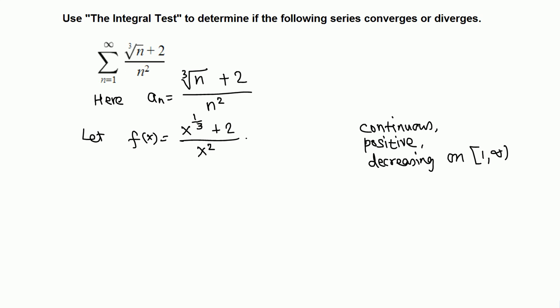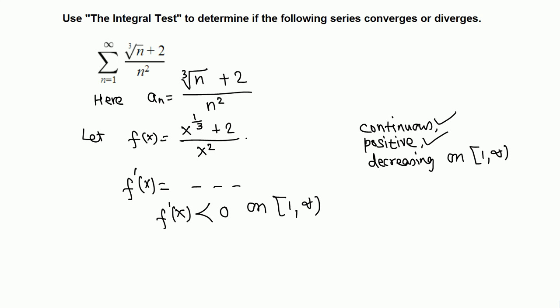Continuous. The power function x raised to 1/3 is always continuous, plus 2 always continuous, and divided by x squared continuous, so the ratio is also continuous, so no question about that. Positive, for x positive, because we are working on 1 through infinity, so when x is positive, its cube root is also positive, plus 2 positive, square positive, so the whole thing is positive. That's true. For decreasing, in general we are supposed to find the derivative, use the quotient rule, and show that the derivative is less than 0 on 1 through infinity.